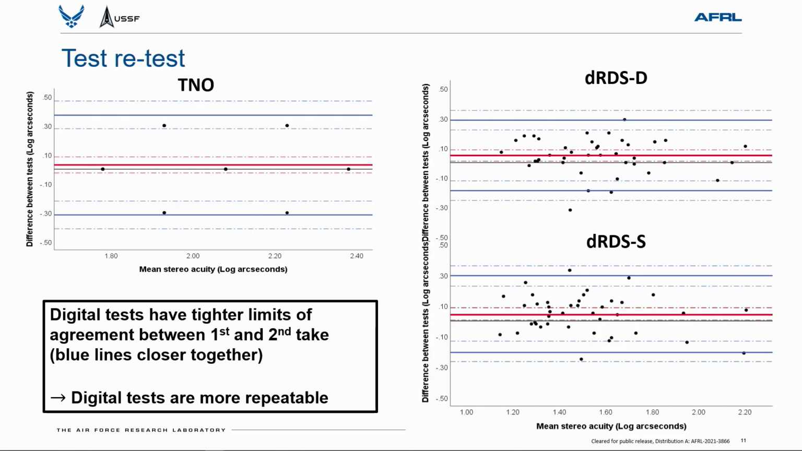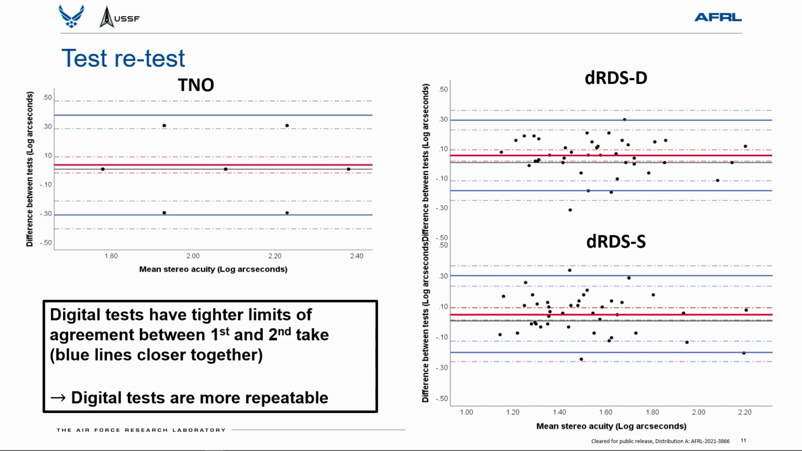It's important then to look at retest reliability. And these are Bland-Altman plots that are used to test the reliability of a repeated test. So for the 3 tests, the TNO and the 2 random dot stereograms, we plot the difference between the first time you take the test and the second time you take the test. Because what I'm trying to do is, if I take a test, I want to be sure that if I take it a second, a third, a fourth time, I'm going to be getting similar results. What you don't want is a test that's really variable.